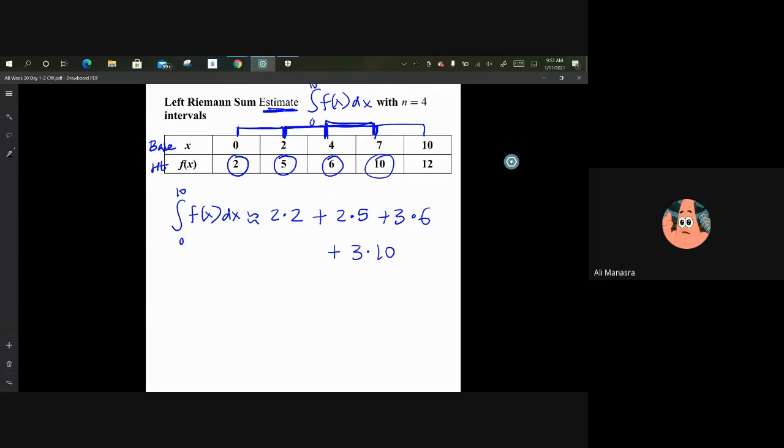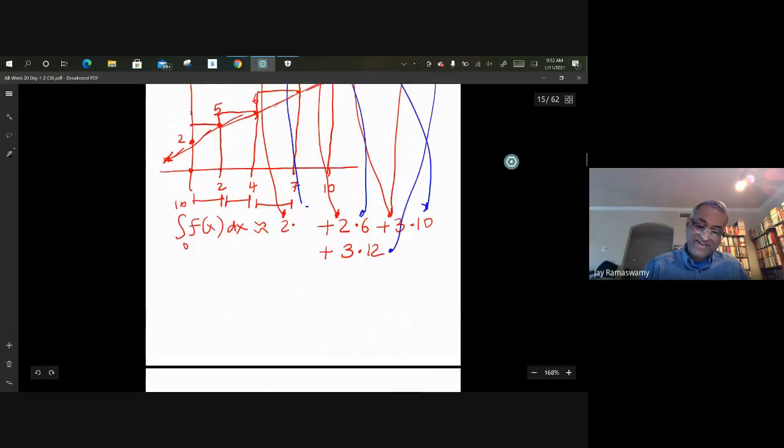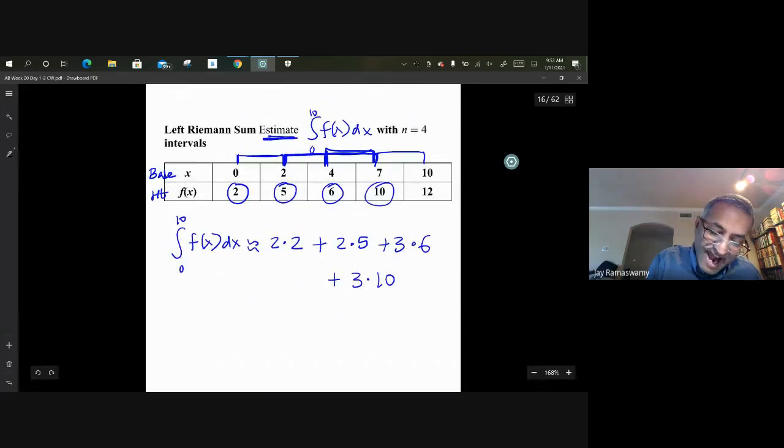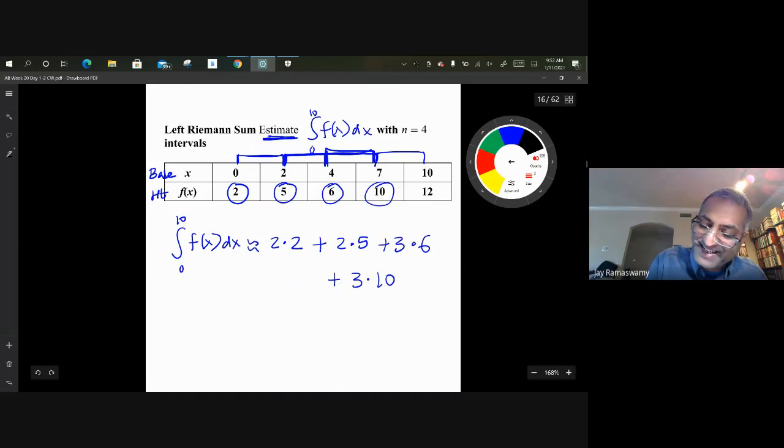Is there a difference between LRS and RRS in this situation? Yes, have a look. The heights were different. For the first guy, the height, and let me switch to red, you say, oh, I see what was happening. He says, I don't see a difference at all.